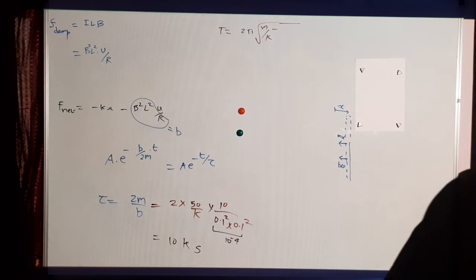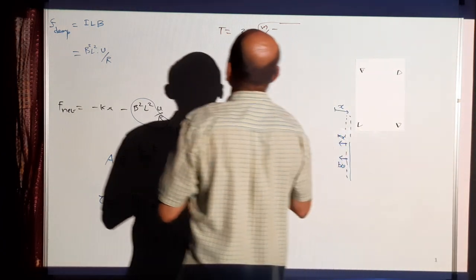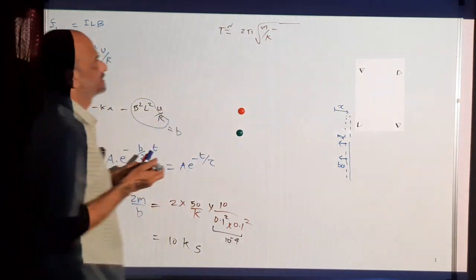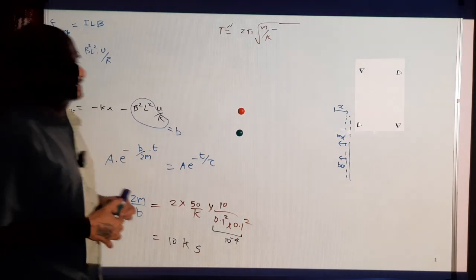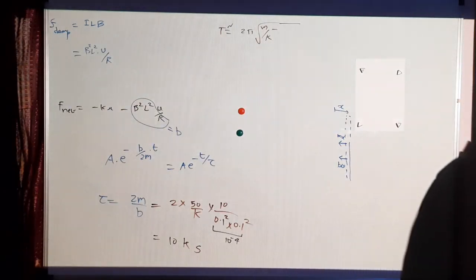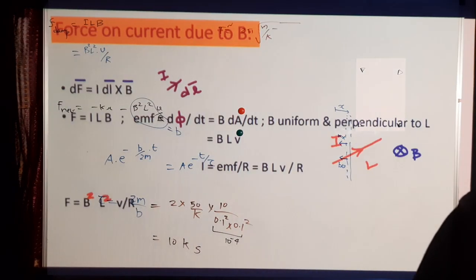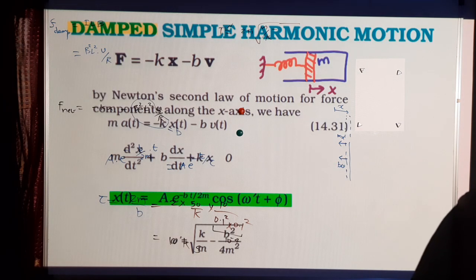Which is actually very small. This is approximately m by k only, because we can calculate that value of omega, that b square by 4m square.